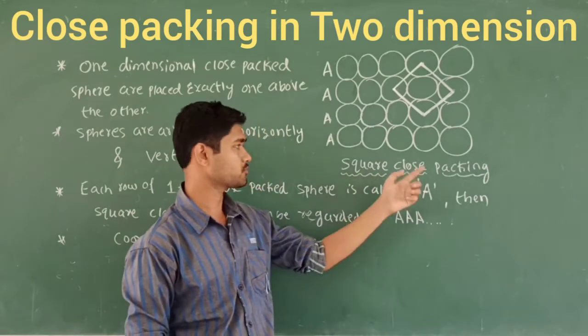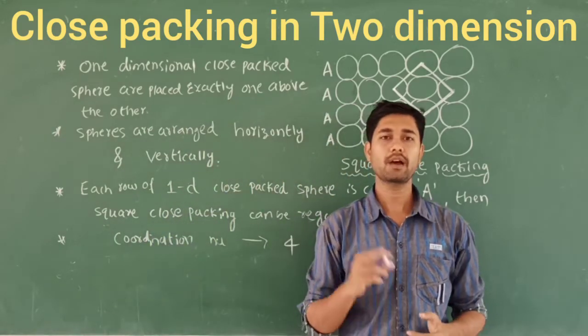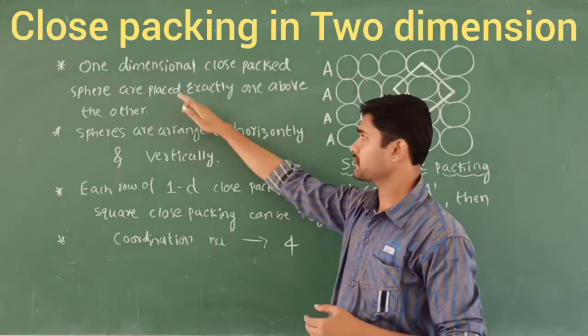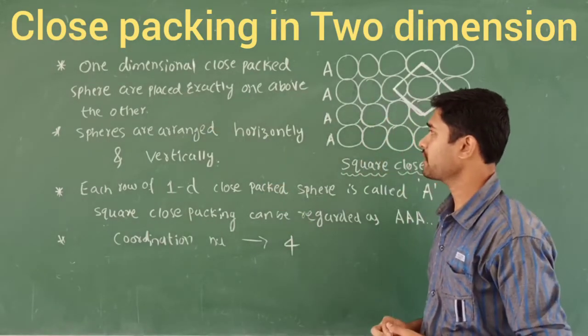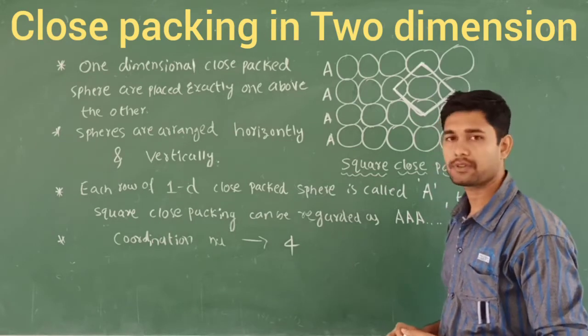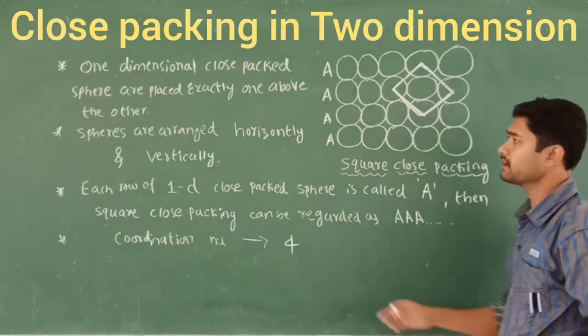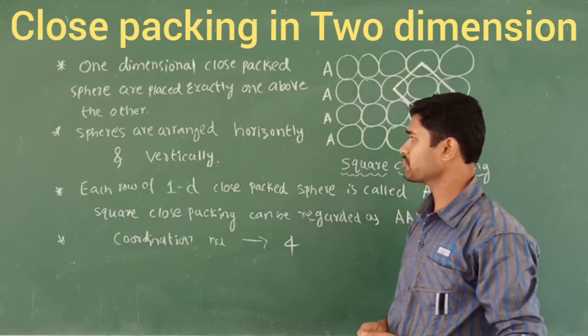This is called square close packing, and one more is hexagonal close packing. So first we should study the square close packing. In one dimension, close packed spheres are placed exactly one above the other like this, one above the other, and one below this row, right? These spheres are arranged horizontally and vertically.